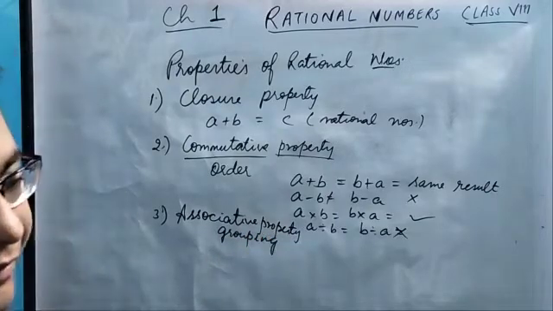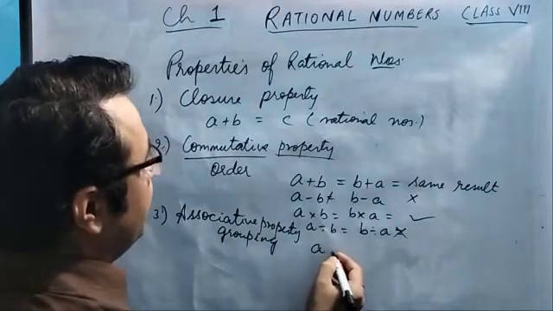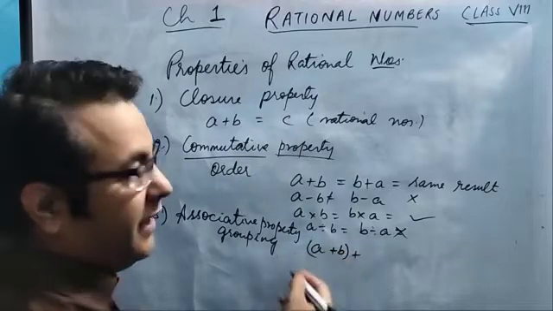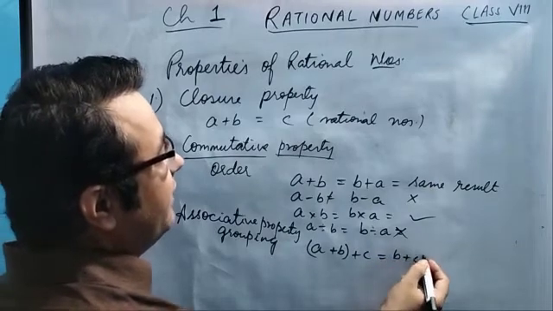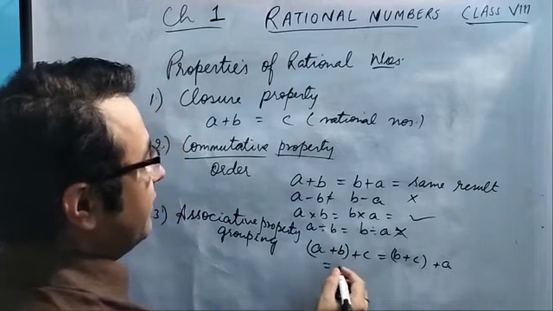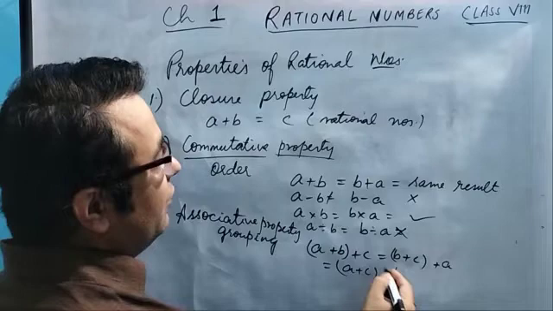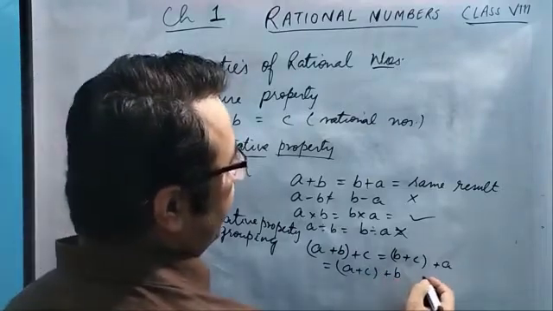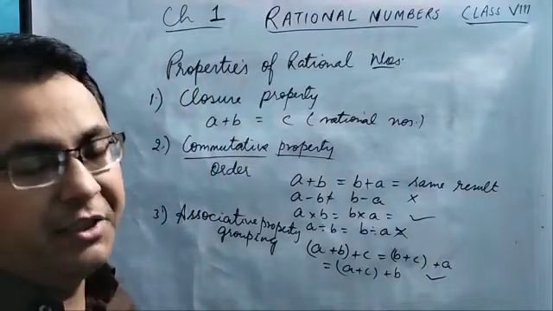Now here, if we take more than two rational numbers, let's say three rational numbers a, b and c. The first way to add them is first we add a and b and then we add c. Another way is first we add b and c and then we add a. One more way is there: first let us add a and c and then we add b. In all three cases we will get the same result. The answer will be the same. So the associative property holds good for addition of rational numbers.